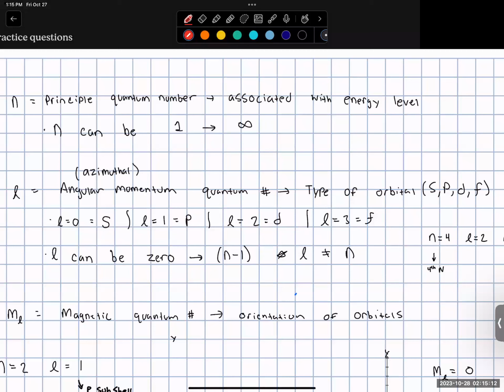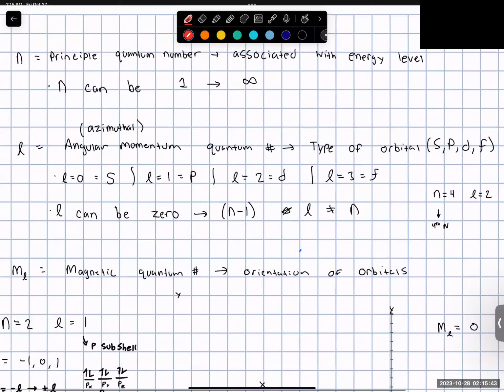Next, we have l. l is referred to as the angular momentum quantum number, or if you're taking the MCAT, they always refer to it as the azimuthal quantum number. That's just a fancy way of saying angular momentum. This refers to your type of orbital: s, p, d, or f. It would be a good idea to know what these shapes are.